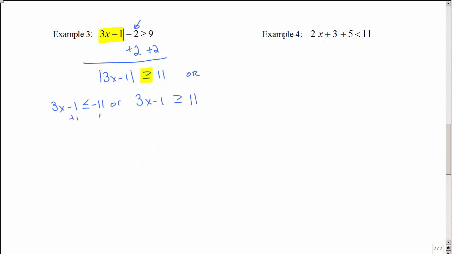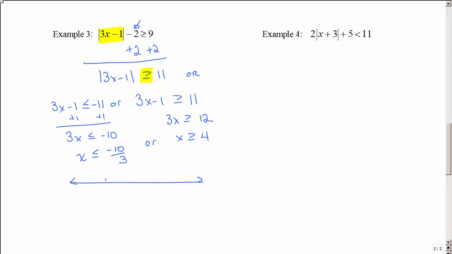So here we're going to add 1 and divide by 3. Here we're going to add 1 and divide by 3 again. And again we have OR. So putting it on the number line, and again, the number line doesn't have to be fancy, filled in. Less than is going that direction. Greater than is going to the right. Okay, so from negative infinity to negative 10/3 bracket, union, bracket 4 to infinity.